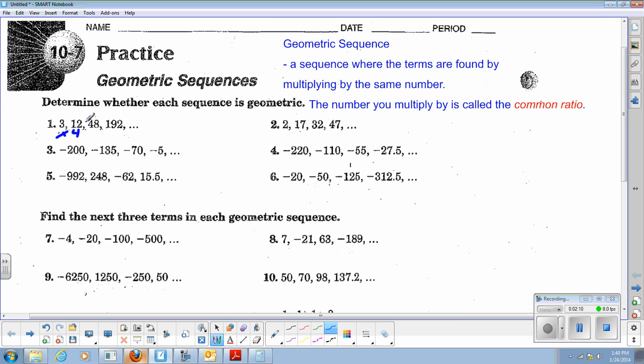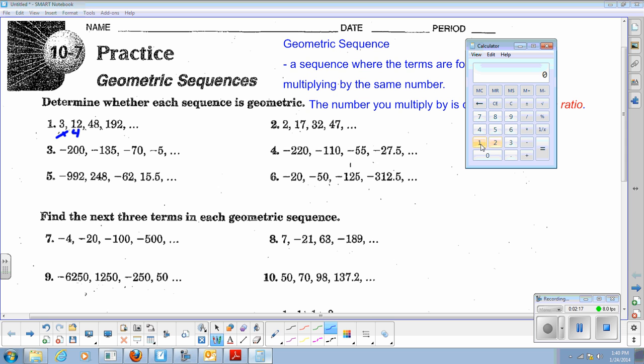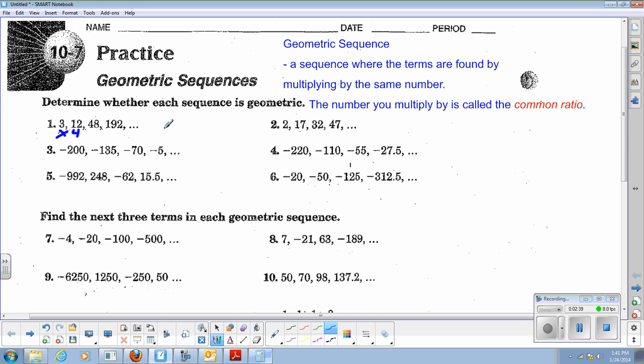If I do 12 times 4, do I get 48? If you're not sure of that, take a calculator from the front of the room, and I'll take mine here. 12 times 4 does equal 48. All right, well, let's try 48 times 4. I'll take my 48, it's already in my calculator, so I'm going to press times 4. It equals 192. So this one, yes, it is multiplying by 4 each time, so I can say that yes, this is geometric.